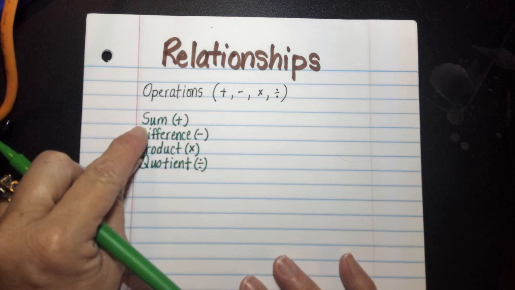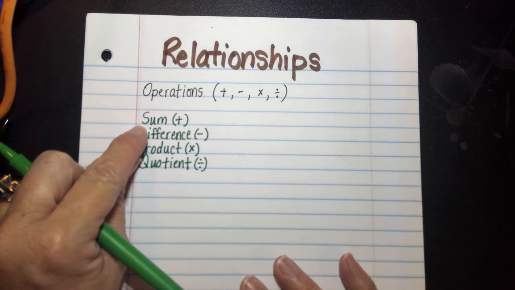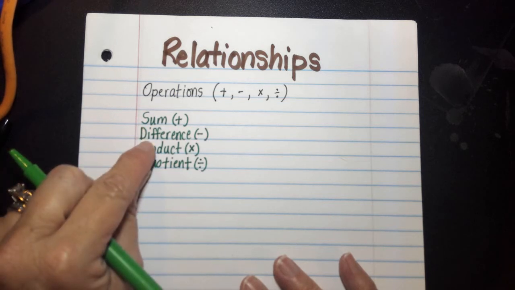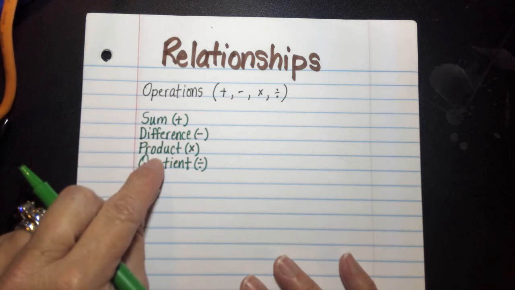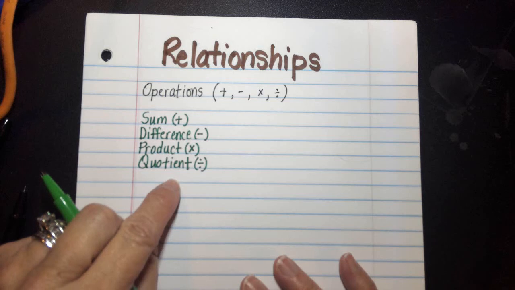So sum is the answer to an addition problem, difference is the answer to subtraction, product is the answer to multiplication, and quotient is the answer to division.